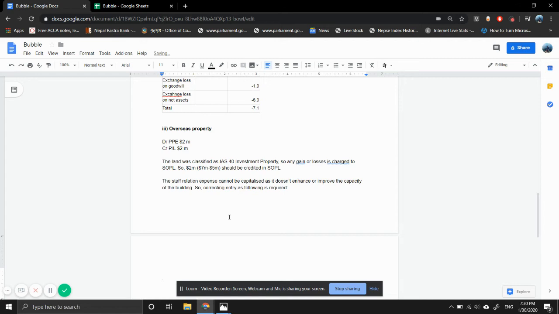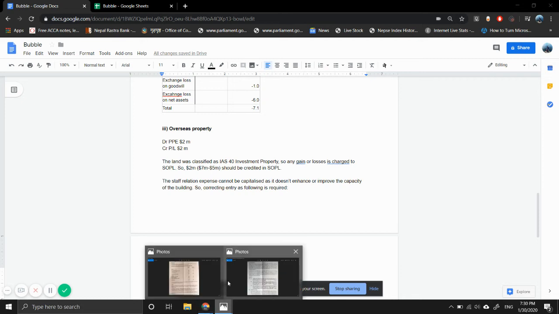So they have actually added to the building, right? So that must be debited. So debit PL by how much? $0.5 million, and then credit building or PPE $0.5 million. So what has happened?